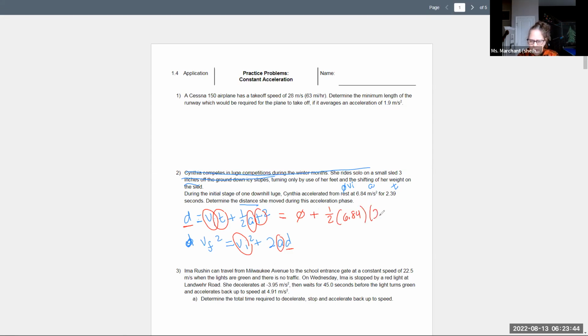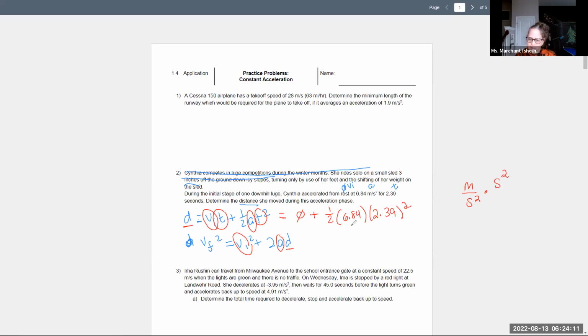And our time is 2.39 squared. Okay, and then you can solve that out for finding the distance. Now, I haven't been using the units, but let's use the units this time. We would have, and I'm just going to write the units, 6.84 is meters per second squared, and time is seconds, and it's squared.